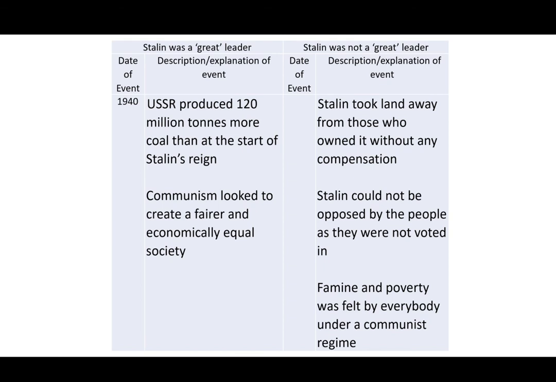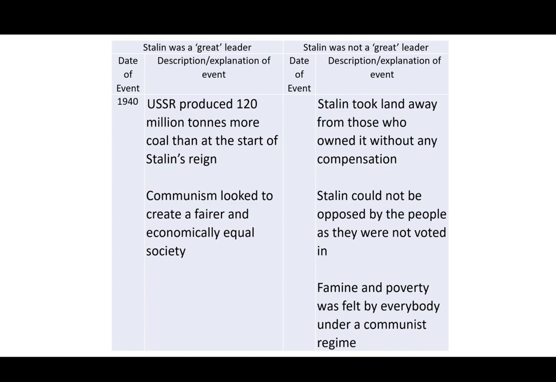However, on the other side, Stalin took land away from those who owned it without any compensation. He couldn't be opposed by people because Stalin was not voted in, so part of communism is that democracy is removed, and you would have seen that from your table. And then finally, famine and poverty were felt by everybody under a communist regime. So these might be examples that you say show that actually Stalin isn't a great leader. But again, we've got two sides of the coin here, and you should be able to use everything you've seen today to complete parts of that table.